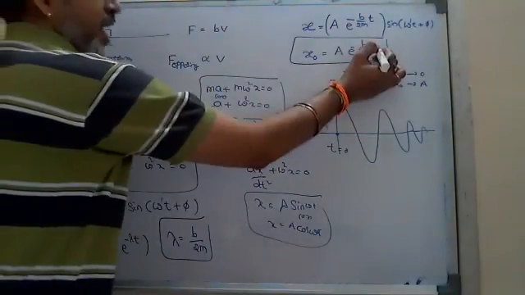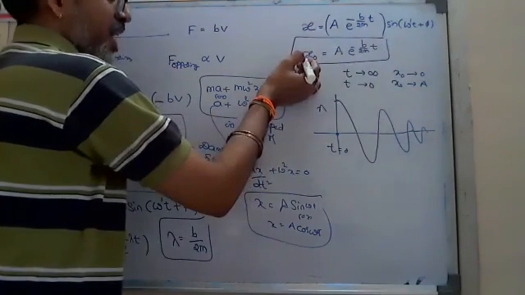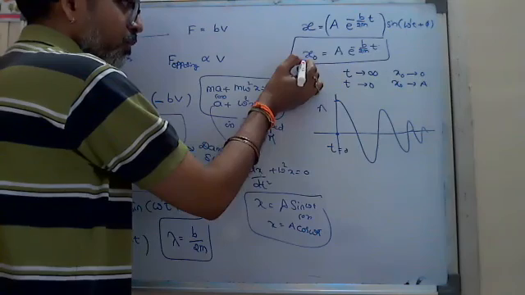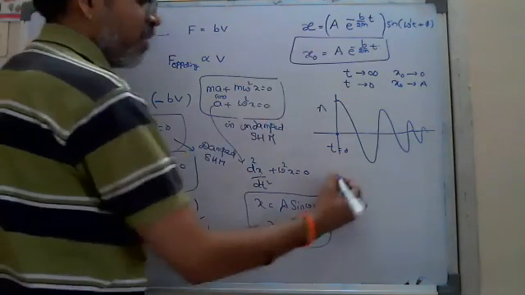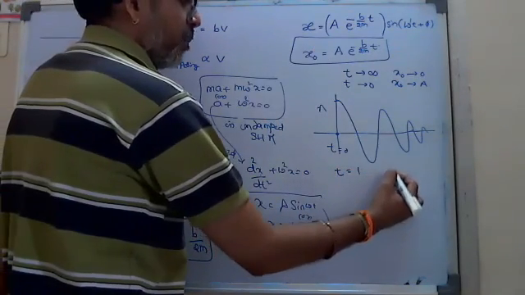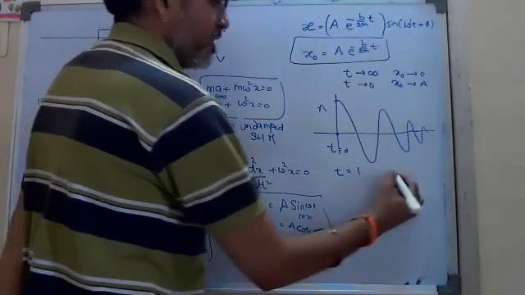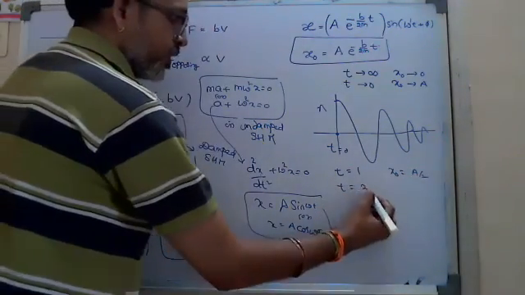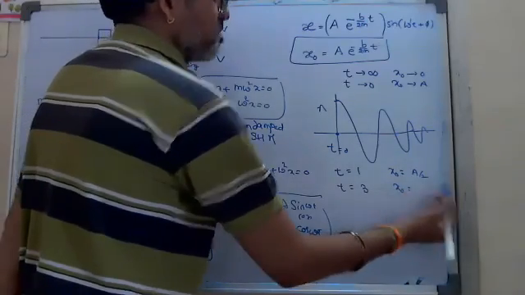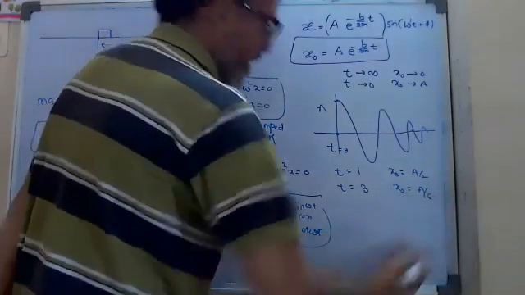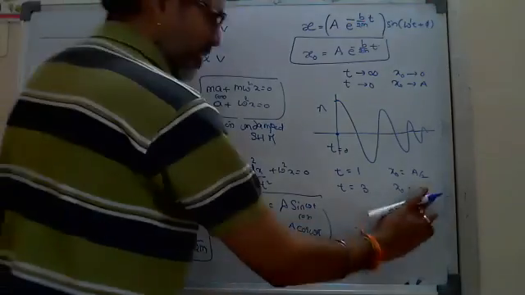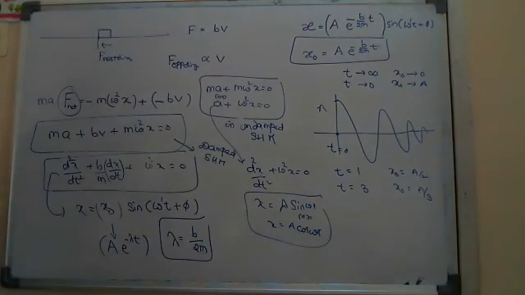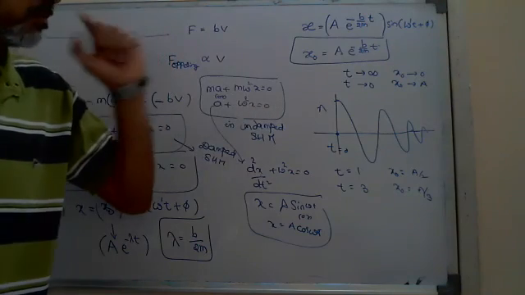After 1 second, this is the amplitude. After 3 seconds, it is the amplitude. Means x naught, he is saying, like after t is equal to 1 second, the amplitude is, means x naught is equal to A by 2. After t is equal to 3 seconds, x naught is equal to, say, some other value, A by 6, like. Not exactly A by 6, maybe A by 3, like this. Then find out what is the time constant.